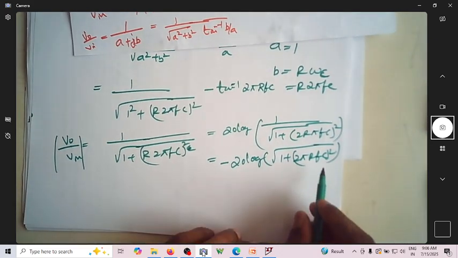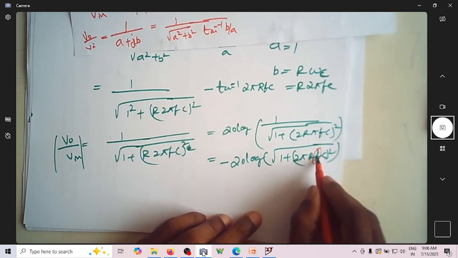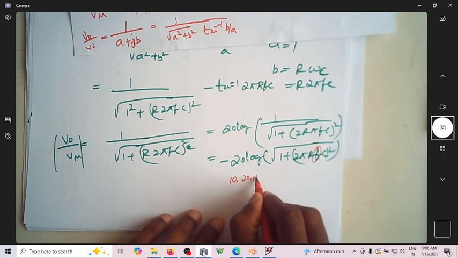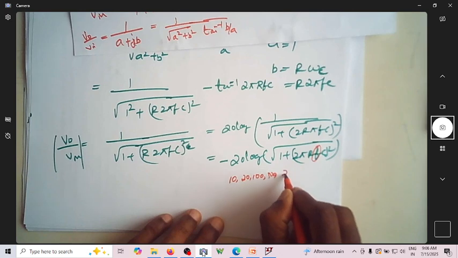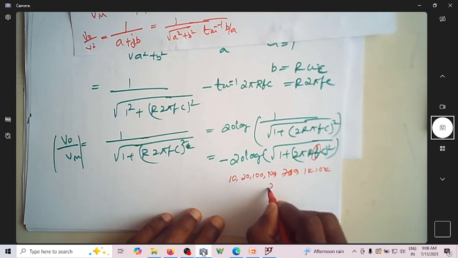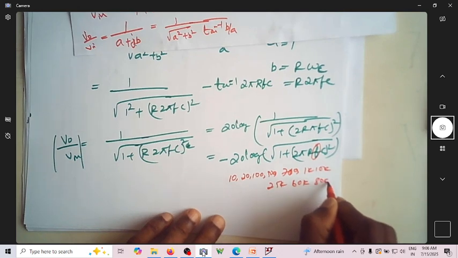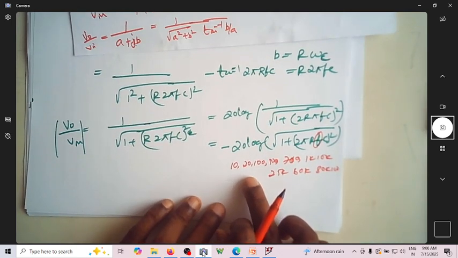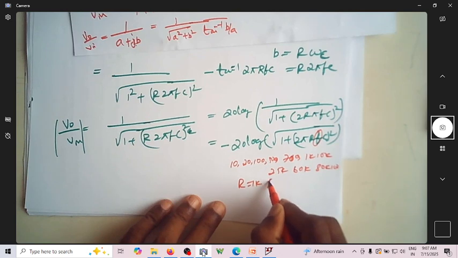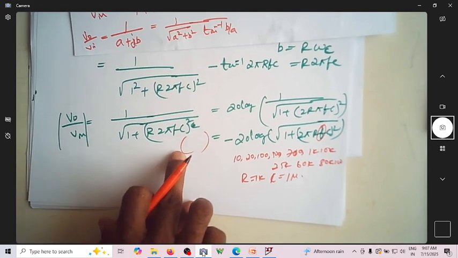Now what is the parameter that keeps on changing? F is the parameter that keeps on changing. So you keep changing the value of f from 10, 20, 100, 500, 700 or whatever value, 1k, 10k, 25k, 60k, 80k, 100k. Keep on giving different values of omega for R equal to 1k and C equal to 1 microfarad. You will get different gain magnitudes.